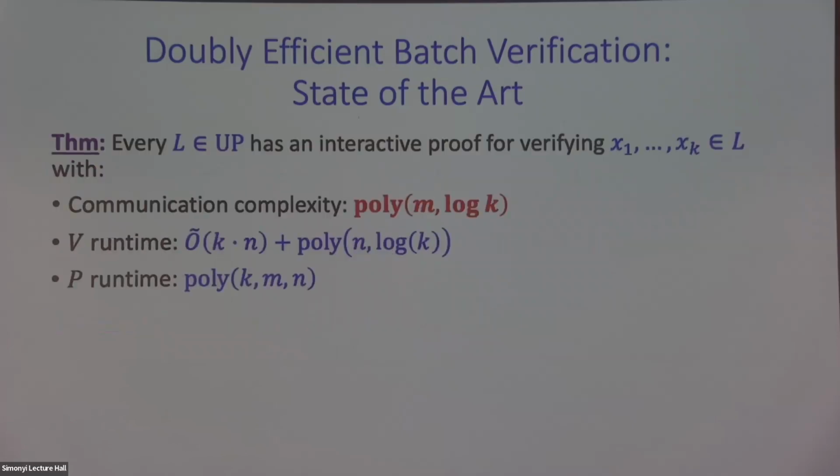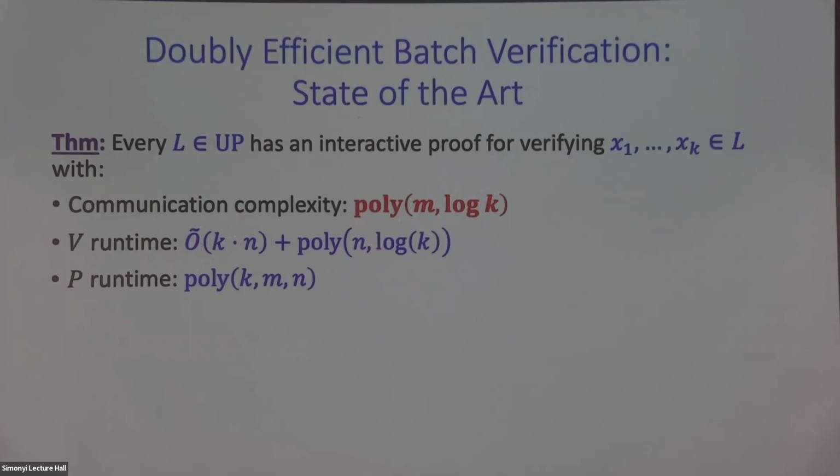Let's be a little bit more specific. What we showed, the last result with Guy in this line of work, is that every UP relation or UP language has an interactive proof in this batch setting for k instances. The communication is sort of what you want. Especially it's polylog k, like we wanted. There's poly m, which I'll discuss in a second. The verifier, well, first of all, the poor verifier needs to read its input. So there's a k times n factor, up to polylog factors, which we're fine with. And then the rest corresponds to communication.